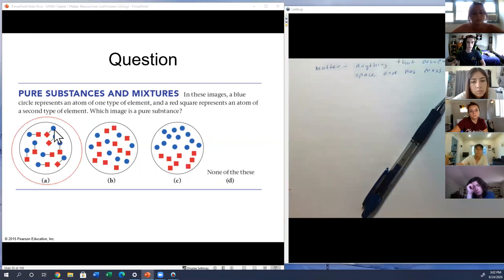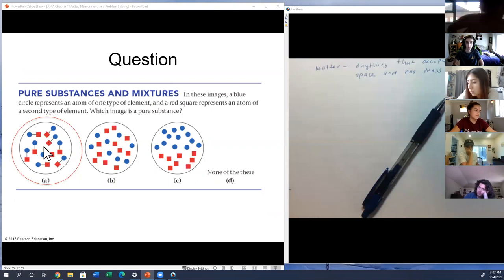This is a pure substance. Why? Because notice all the particles that make it up are one type of particle, right? What kind of a pure substance do you think this is? Is it an element or a compound? It's a compound, right? It's a compound because it's made of two different atoms, right? So it's a compound. Let's see, some of you put D, none of the above.